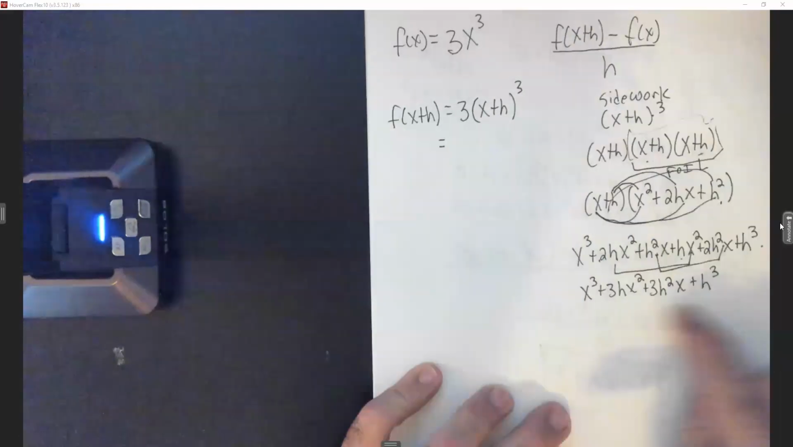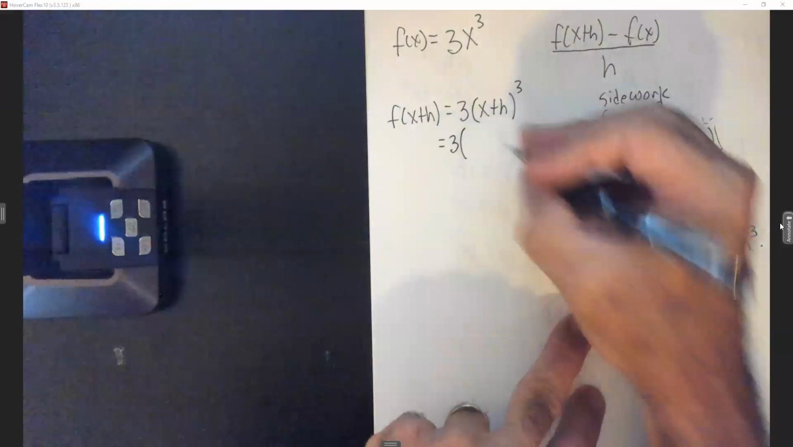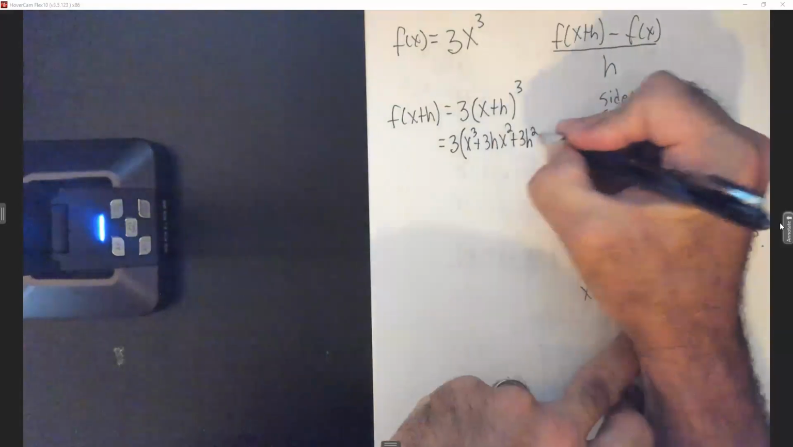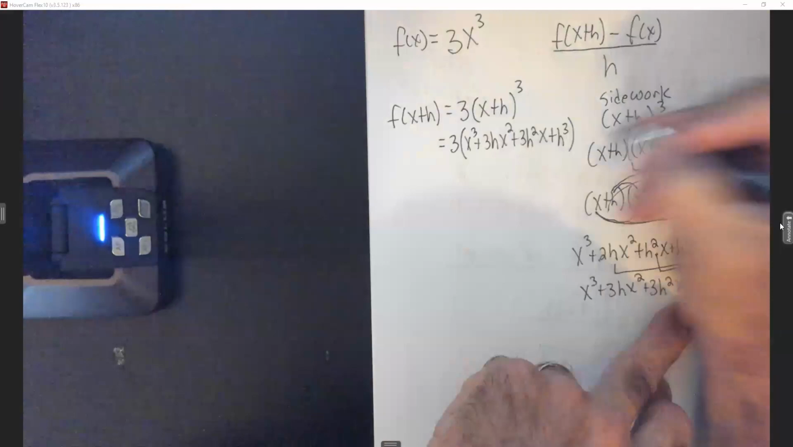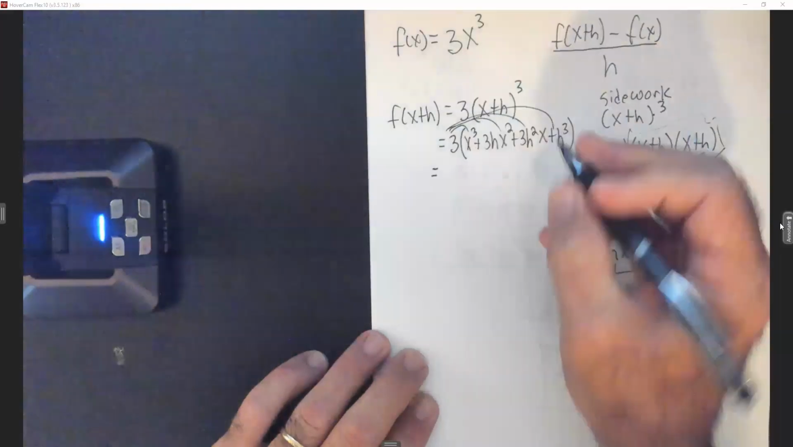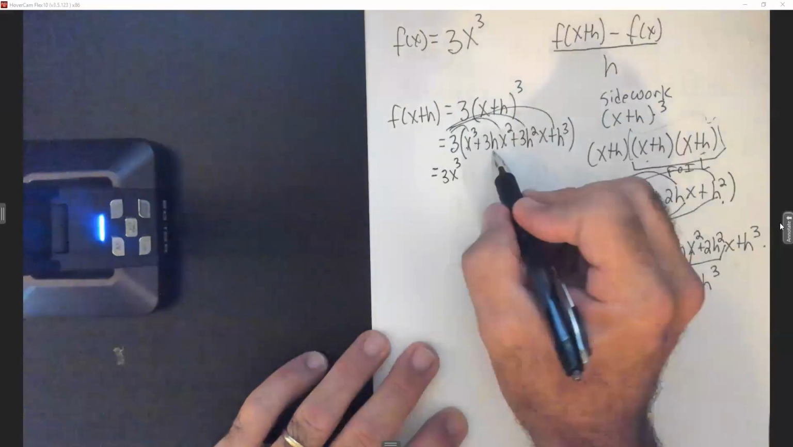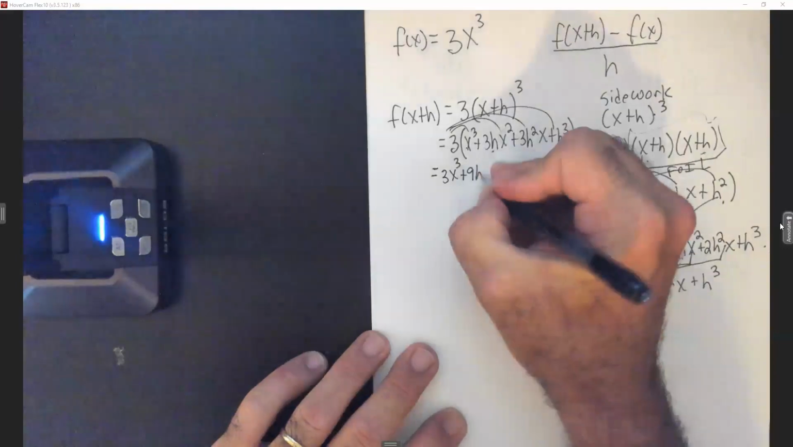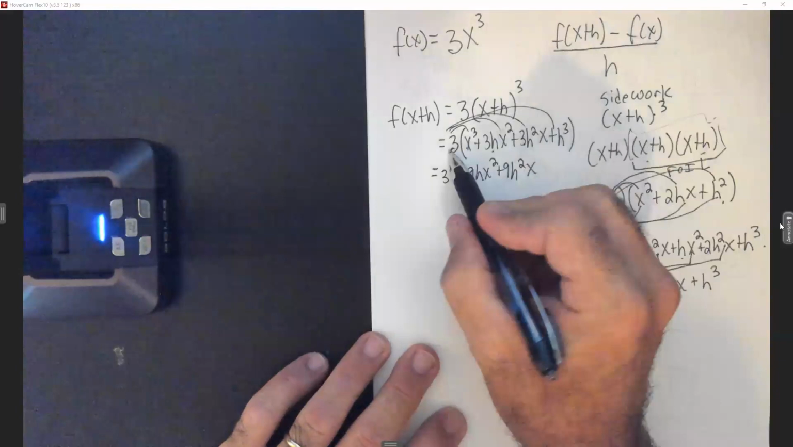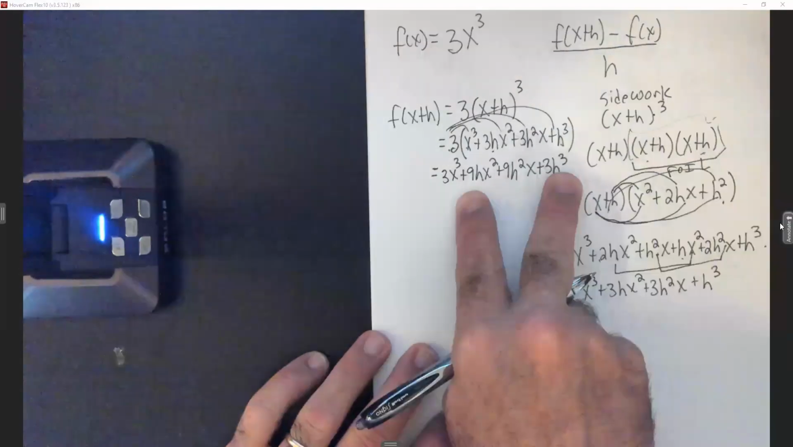So now I can put all this in for the x plus h to the third. So I got 3 times x to the third plus 3hx squared plus 3h squared x's plus my h to the third. So that finally, I'm going to distribute the 3 through those. So watch this. 3 times x to the third is 3x to the third. 3 times 3 gives me 9hx squareds. 3 times 3 gives me 9h squared x's. And then 3 times h cubed gives me a 3h cubed. Finally, I have f of x plus h.